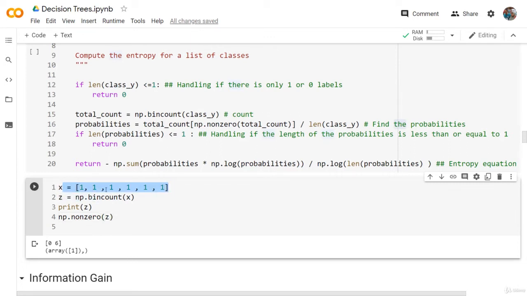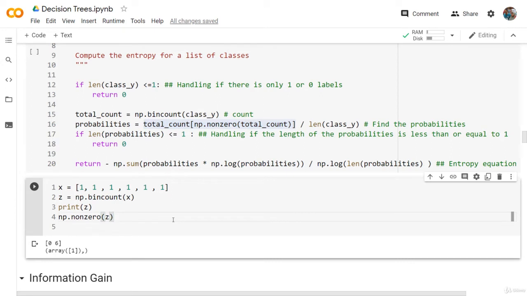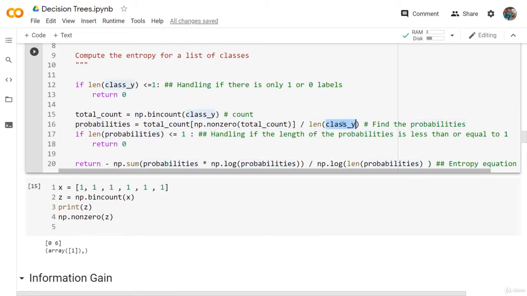Because if I tell you that the first time will be heads, the second time will be heads, the third time will be heads, so each time we have heads, then the entropy is basically 0. Okay, so after we write this line, we are getting the indices of the non-zero elements, and we are dividing by the length of the class y, right?